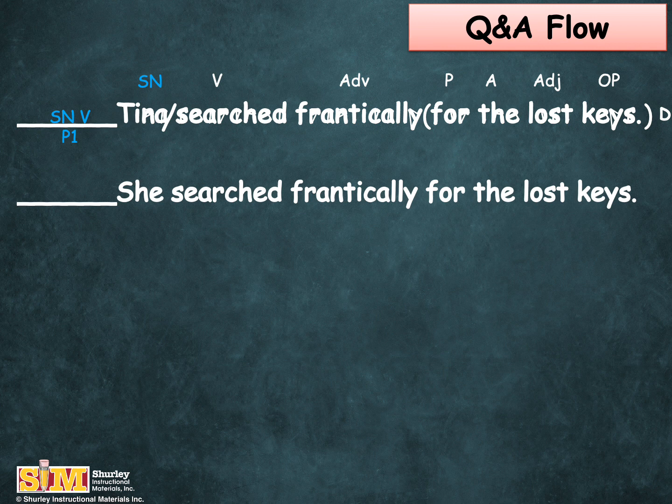She searched frantically for the lost keys. Who searched frantically for the lost keys? She. Subject pronoun. What is being said about she? She searched. Verb. Searched how? Frantically. Adverb. For. Preposition. For what? Keys. Object of the preposition. What kind of keys? Lost. Adjective. The. Article adjective.